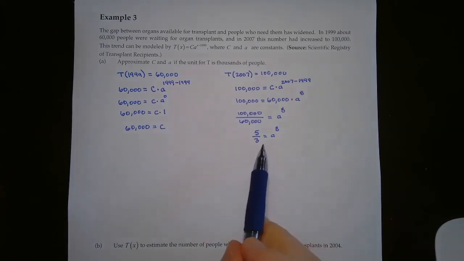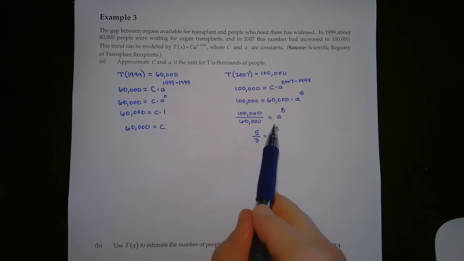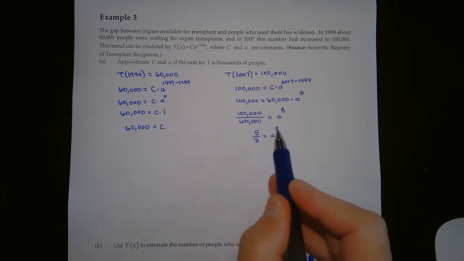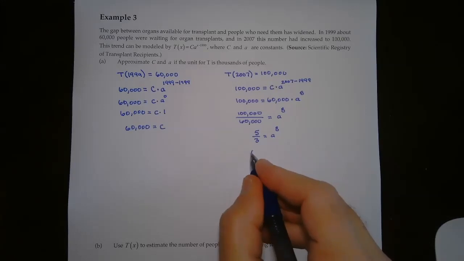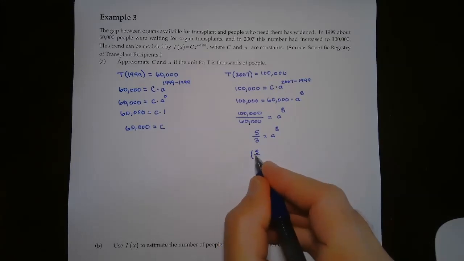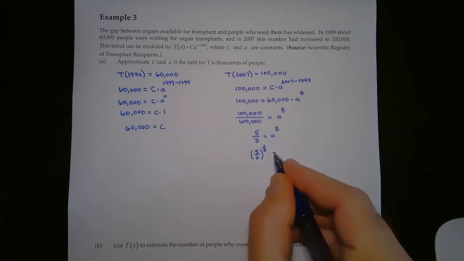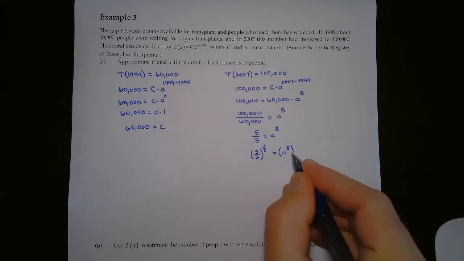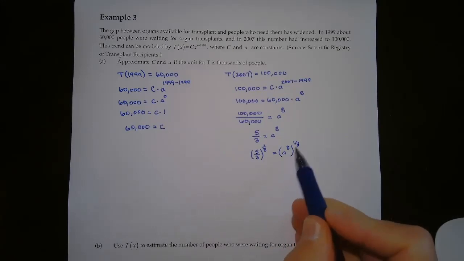Now you could do this with roots, but we want to avoid roots. The other way you could deal with this to get rid of this 8 is to raise this to the reciprocal power. As long as you do that to both sides, you're good. So this becomes 5/3 raised to the 1/8 power is equal to A to the 8th raised to the 1/8 power. Now, why can we do that? If you raise it to a power, right?